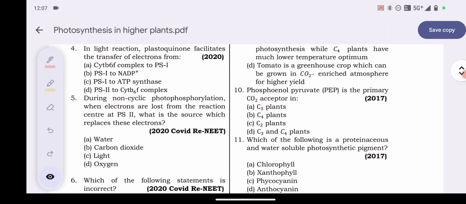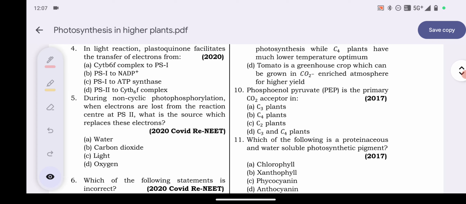Question number 4. In light reaction, plastoquinone facilitates the transfer of electrons from. Light reaction में plastoquinone facilitates the transfer of electrons from. क्या होगा? Now here option number D is the answer. PS2 to cytochrome B6F complex.